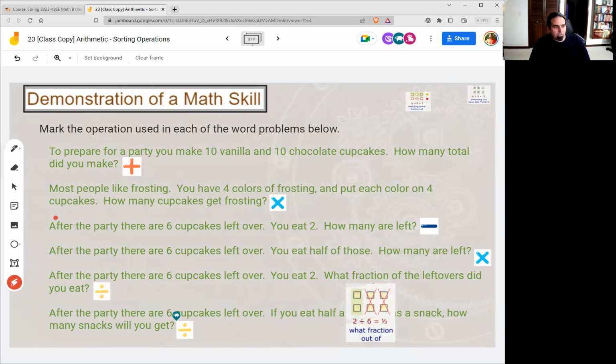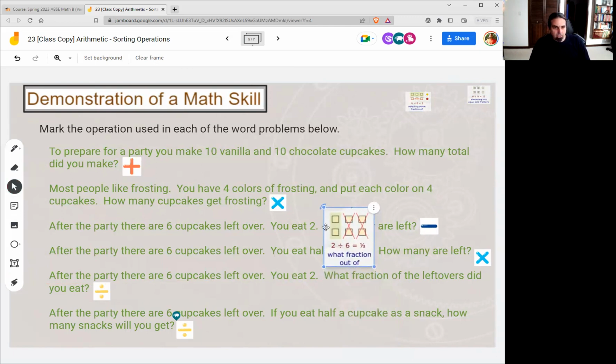If I were to draw these as thirds, 1/3, 2/3, 3/3, one of these thirds is my third. So I eat 2 out of 6, and that makes the fraction 1/3. Making fractions is division.